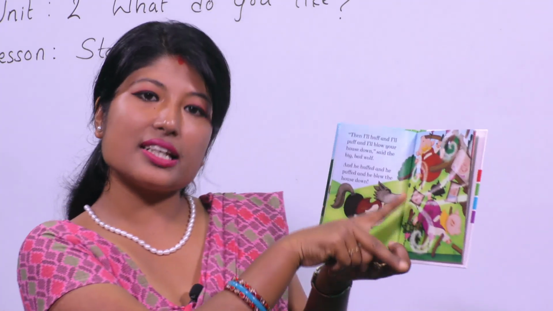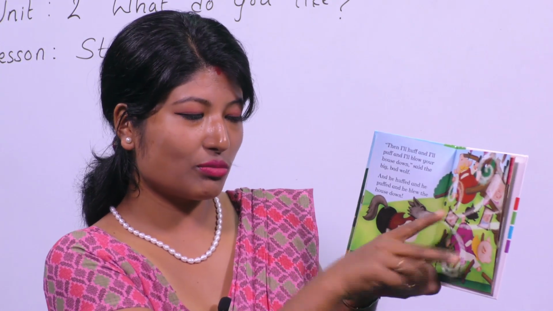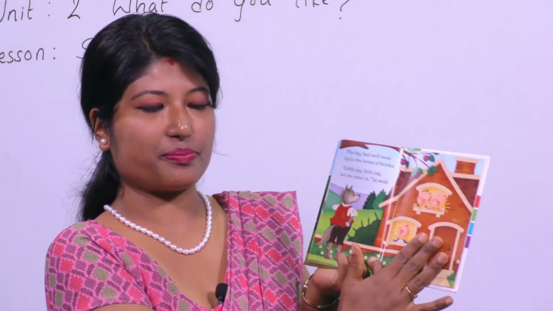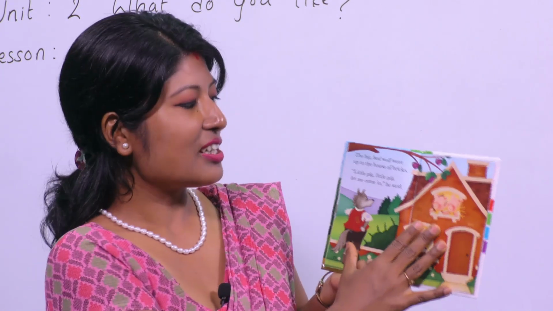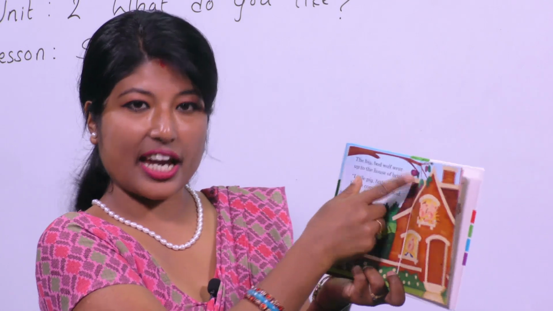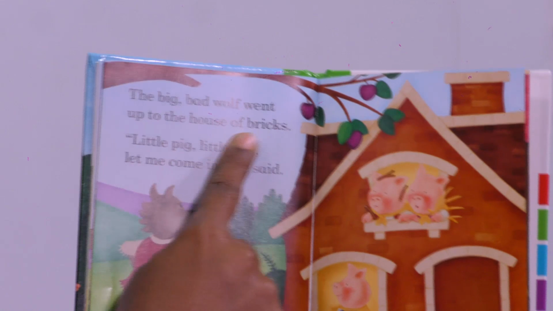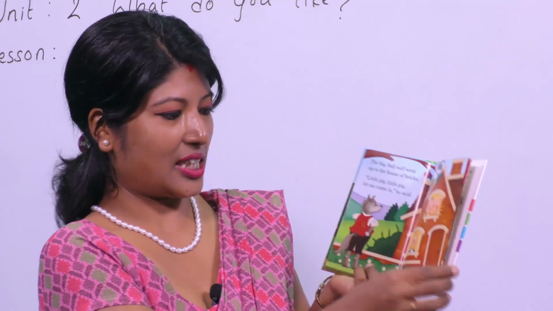And two poor little pigs, what did they do? Do you know what they did? They quickly ran towards where? The third pig's house, which was strong, made of brick. Okay? And again the big bad wolf went up to the house of bricks and said, "Little pig, let me in," he said.